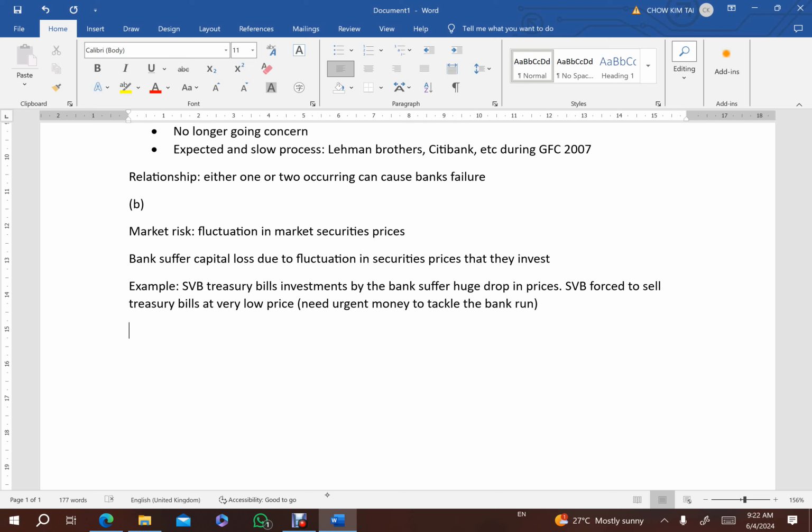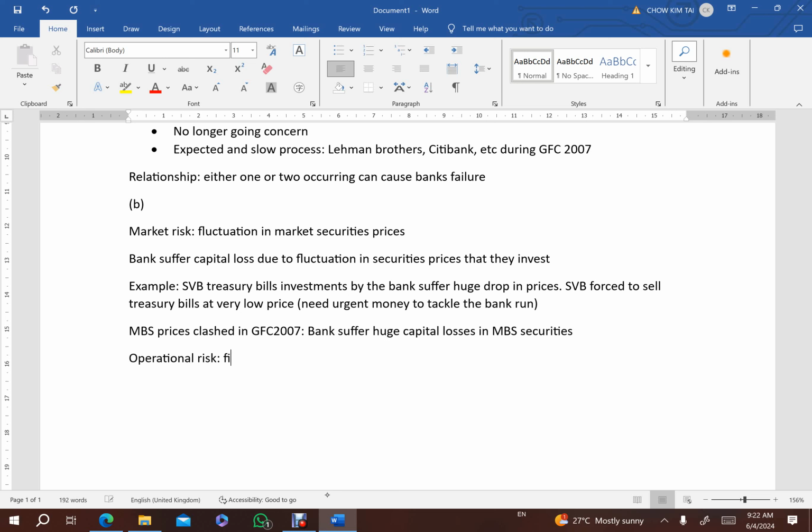That's one example. Another example is the securitization process, the MBS, whose prices crashed in the global financial crisis of 2007. So again, banks suffered huge capital loss in the MBS securities. These are two very big examples that you can quote. It will be good if you quote this. That's market risk. Okay, operational risk.